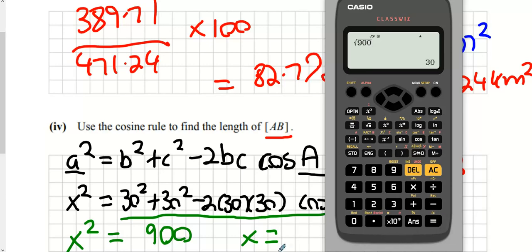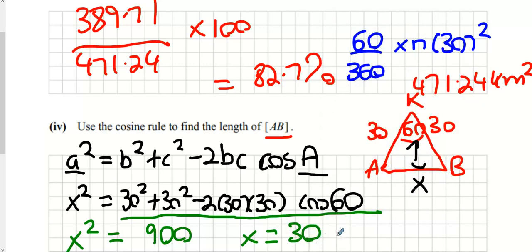30. Okay. What does that mean about this triangle? What type of triangle is it? It's equilateral because all three sides are 30. Is that okay with everybody in class? All three sides are 30?